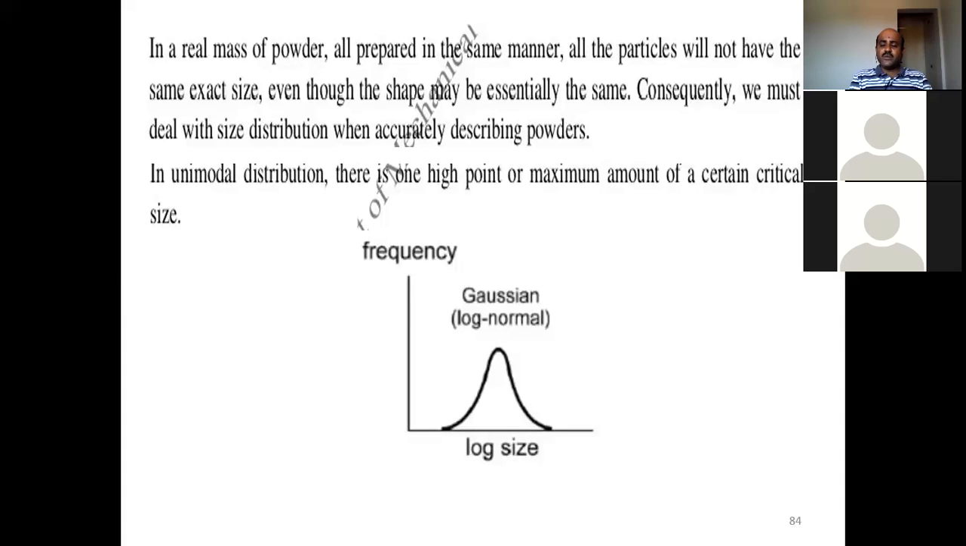There are different ways in which we can describe the distribution of the sizes. One is called unimodal distribution. There is one high point, a maximum amount of a certain critical size. Here you can see this is called a Gaussian or log normal. Where one is high, there is a maximum distribution at a certain critical size. This is what we call a Gaussian or unimodal distribution.